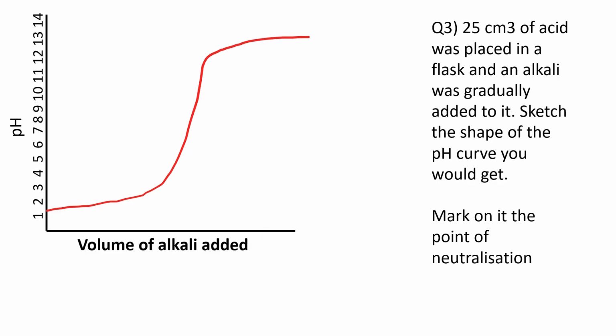So they wouldn't be expecting you to put any numbers on this, it's just the general shape that you would need to be able to draw. And in terms of where neutralization happens, once again you would draw across from pH 7 with your ruler, and then you can mark on where neutralization is occurring.